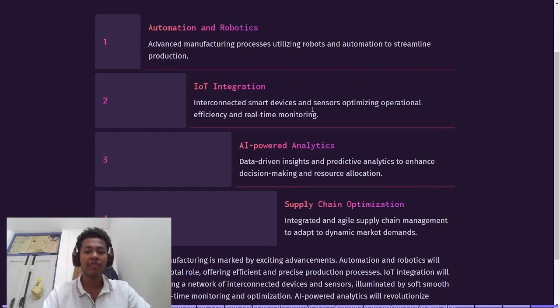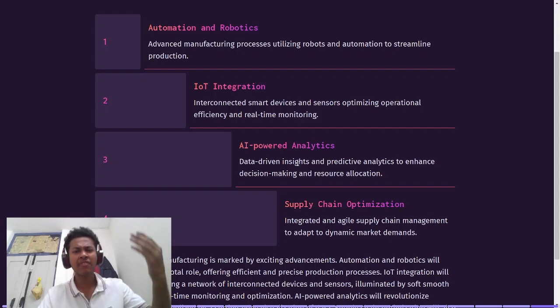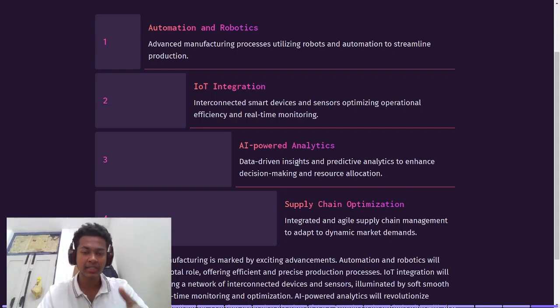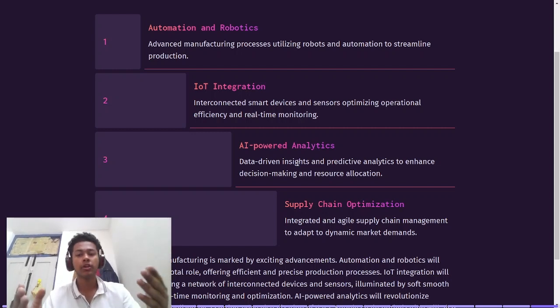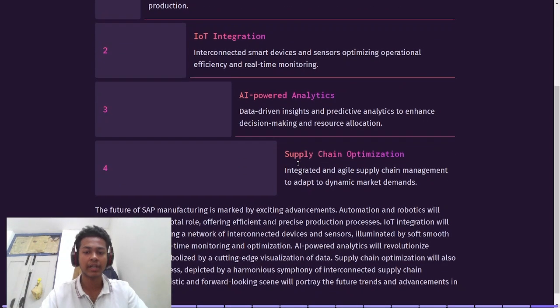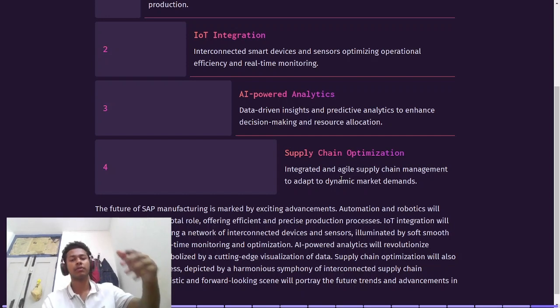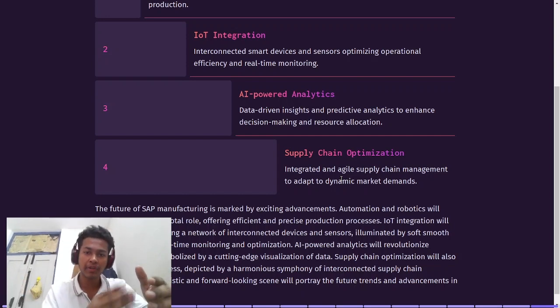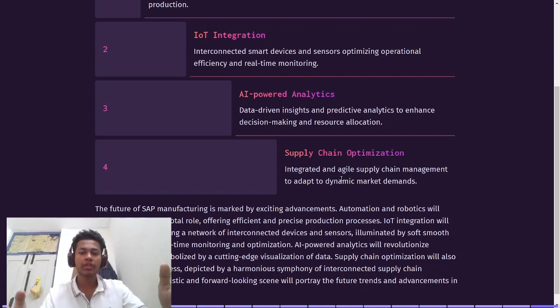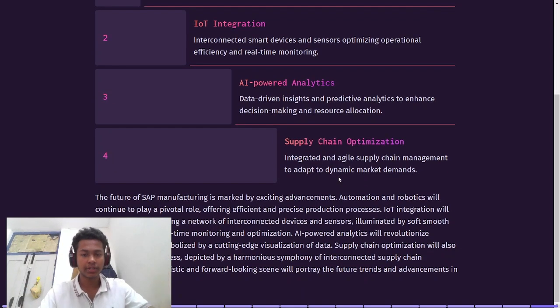AI powered analytics. We don't need to sit and analyze things anymore because we have AI, and AI will analyze and give you the best performing results and the best optimized resource utilization. It will tell you. Supply chain optimization. This I have told you, that if you give coordination between the departments of the production process, it will help you with supply chain management. That's it. Thank you.